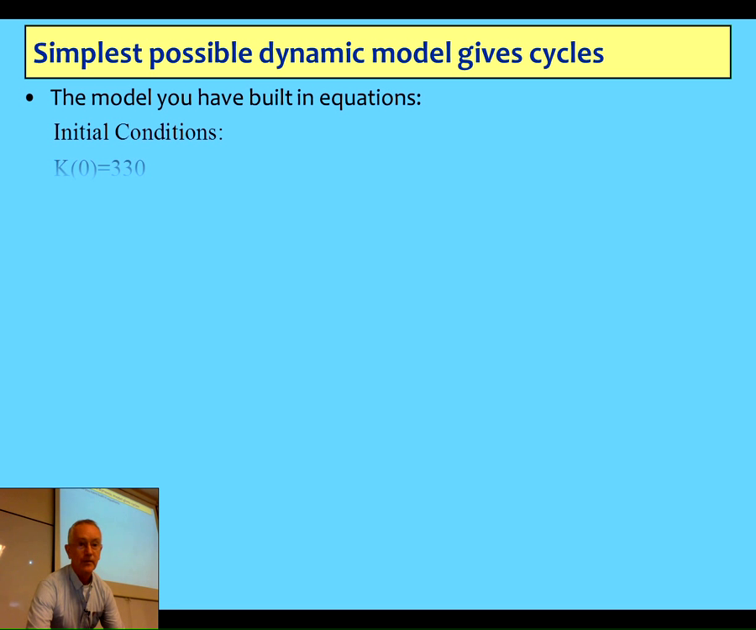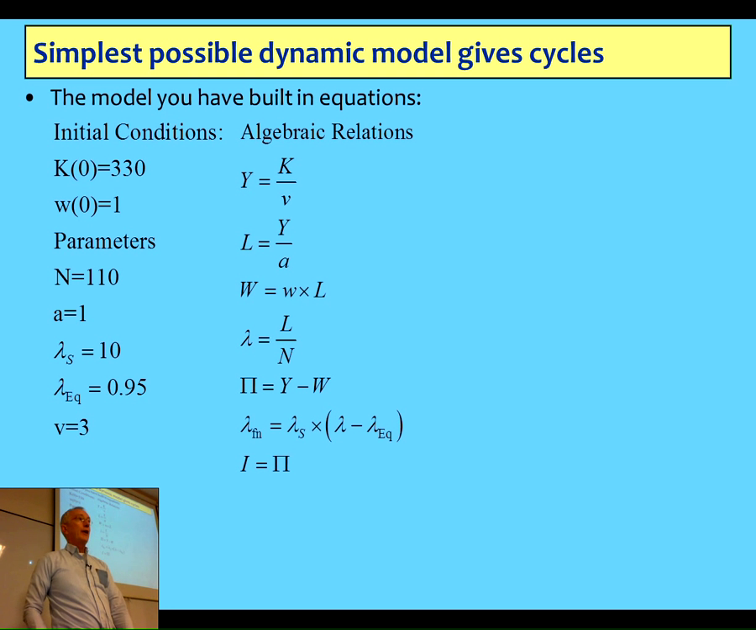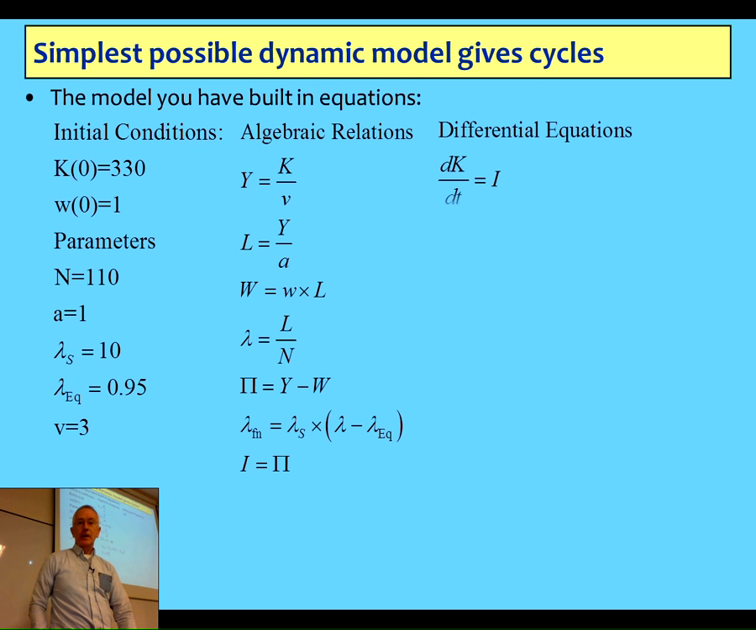So, what Minsky can now do as well, as I showed you earlier, is generate the equations and show you what your mathematics is. So those are the initial conditions and parameters. Those are the algebraic relations defined, and these are all coming directly out of Minsky itself. And those are the two differential equations. Quite simple equations, so you can see your actual logic.